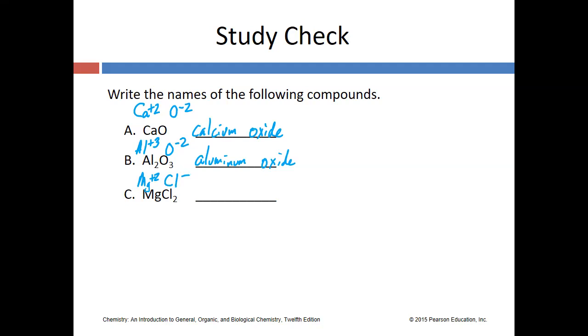The ions here for MgCl2 are magnesium 2+ and chlorine 1-. The name of the first part here is just magnesium. Chlorine, we're changing its ending as well. It's going to be chloride. So magnesium chloride is the name of this salt.